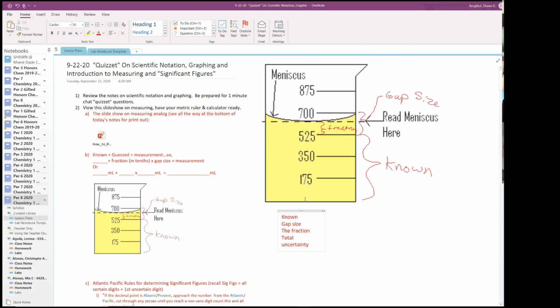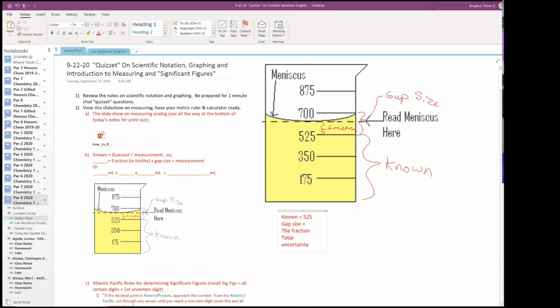So what we want to know is what's the volume from the 0 here to here. And we're going to break it down into the knowns, the gap size, the fractions, the total, and the uncertainty. What is the mark that is known that the liquid passes? 525. 525 is the known value. It is the last number that the center of the liquid has passed. The center of the liquid has not reached 700. Do not read the edges. That does not count. So 525 is what it has passed.